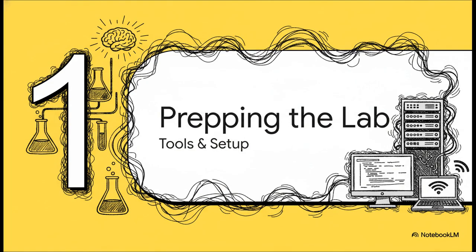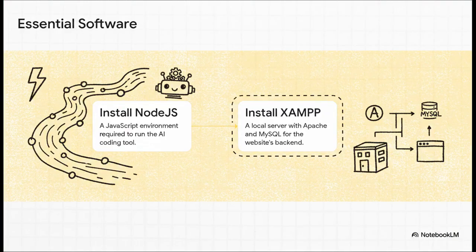All right, first things first. Every experiment needs a proper lab setup. So we've got to install the basic environment on our computer that's going to let our AI tools actually run and build this thing. To get this party started, we only need two pieces of free software. First up is NodeJS. Think of it as the digital playground our AI coder needs to do its job. Second is a tool called XAMPP, which is pretty clever. It turns your own computer into a mini server. This lets us build and test the website's backend in private before anyone else ever sees it.